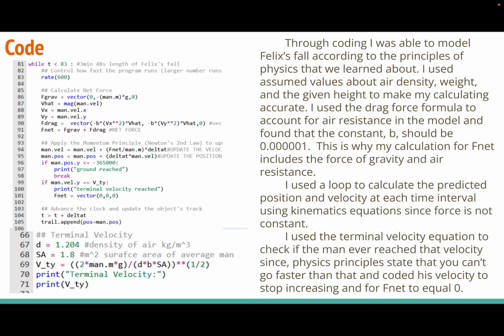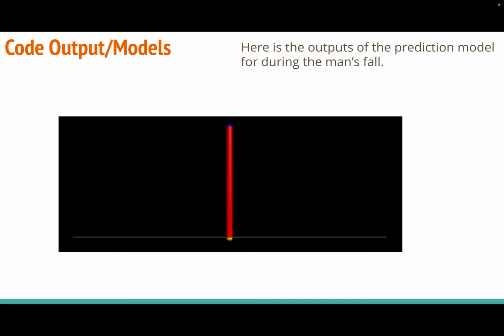I used a loop to calculate the predicted position and velocity at each time interval using kinematics equations, since force is not constant. I used the terminal velocity equation to check if the man ever reached that velocity, since physics principles state that you can't go faster than that, and coded his velocity to stop increasing and for F net to equal zero. Here's the output of the prediction model for the man's fall. It shows the start and the stop.